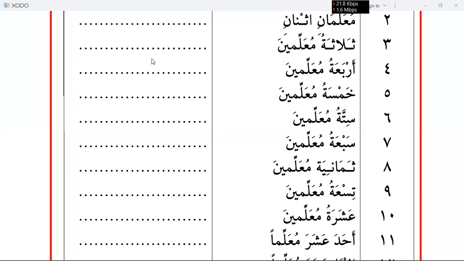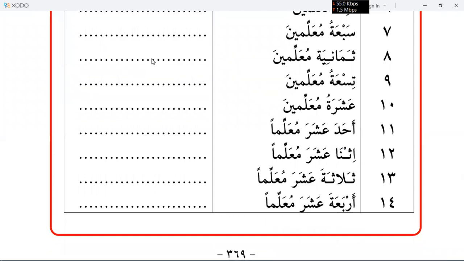Miss Rizwana, what is the last rule that I told you? If the madud is male, then the adad has ta marbuta. For which numbers? From 3 to 10. Yes. Okay.